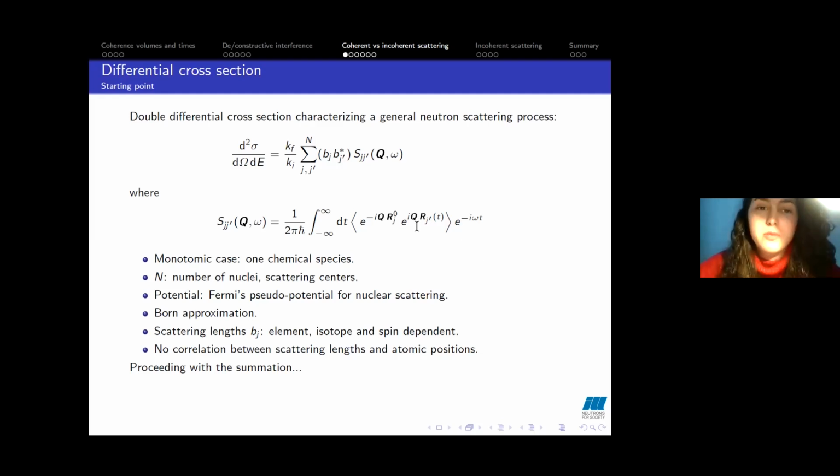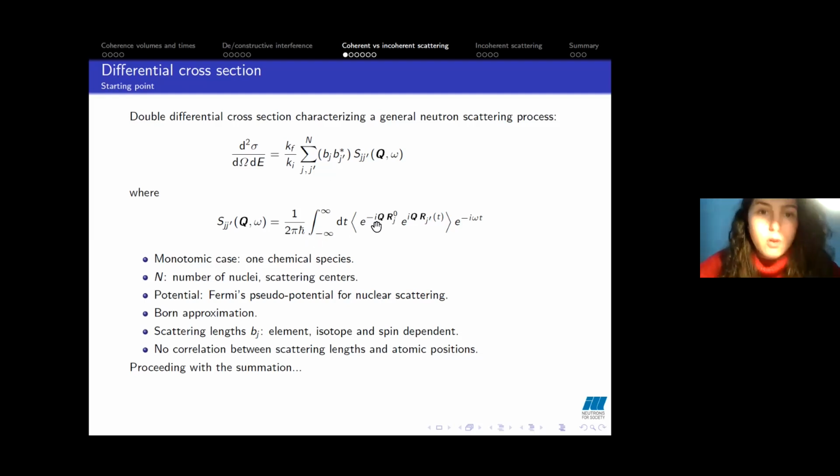First of all, it's a general scattering process, and we're working within the monatomic case, so there are not any other elements. We're working with one element. And N is the number of nuclei of our sample, the scattering centers of our sample, and J and J prime are the indexes that refer to each one of those scattering centers in the sample that we're studying. Again, Pontus said this before, we're using a Fermi pseudo-potential to describe the interaction between the neutron and the nuclei in our sample, and we're using the Born approximation. And also we see that the scattering lengths, b_j and b_j', play a big role in this double differential cross-section. And something that is very important, and for the next slides it's important that we all have in mind, is that the values of these scattering lengths depend on the element, of course, but even in a monatomic case, they are different depending on the isotope and the spin state.